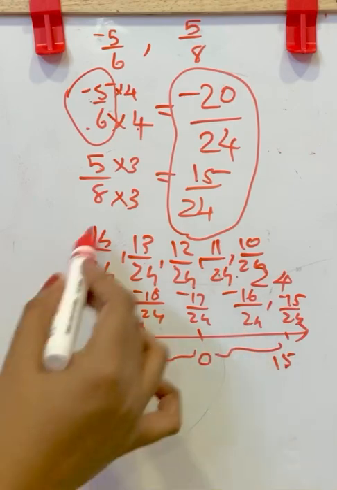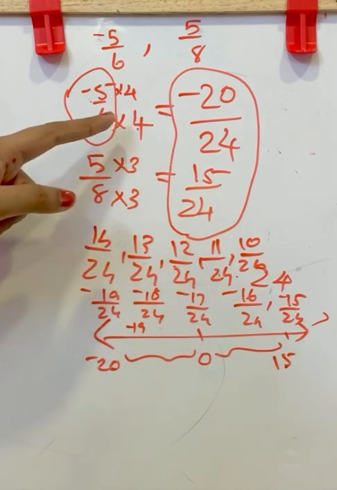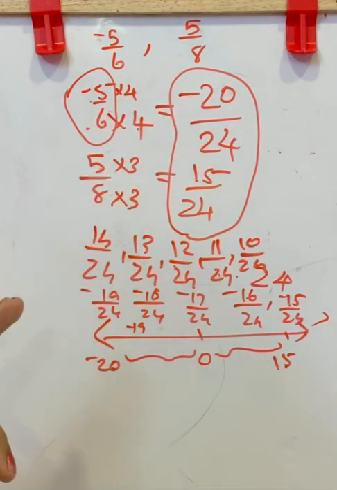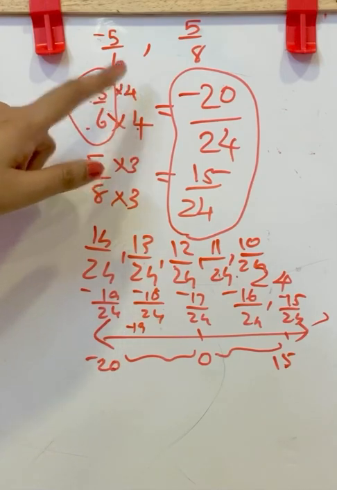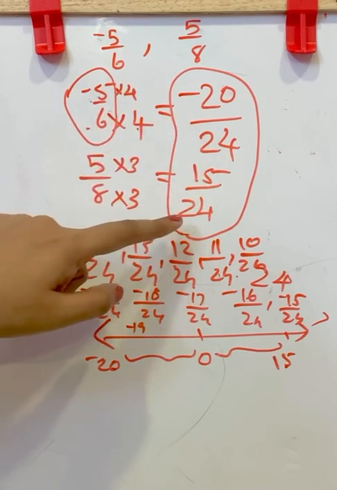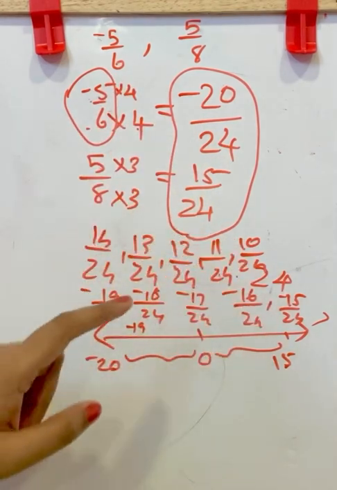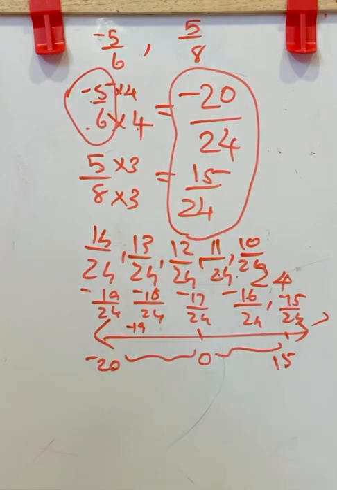So here are the 10 rational numbers between negative 5 by 6 and 5 by 8. So what have we done? We first found the LCM and made the denominators the same. Always remember, if you are multiplying anything with the denominator, you should multiply it with the numerator also. Then we get new fractions. In between those two fractions, you can find so many fractions because their denominators are the same. So this is one method.